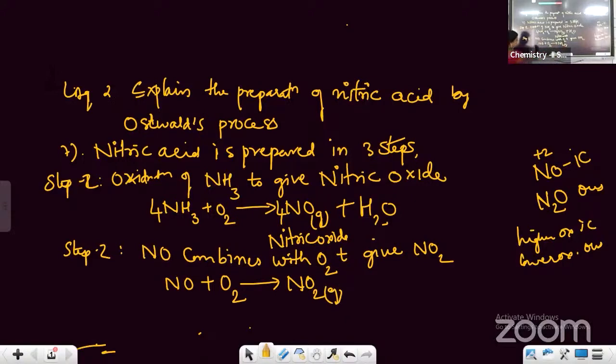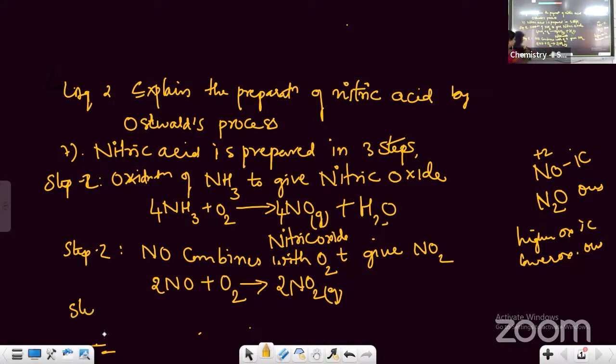So balance this equation. Suppose I take 2 here. So 2 moles of nitric oxide reacting with how many moles of oxygen? When you are writing 2 here, you have to put 2 here because there are 2 nitrogens here. Okay. Now here total how many oxygens are there? So 4 oxygens are there. Here 2 oxygens, here 2 oxygens. So it is balanced.